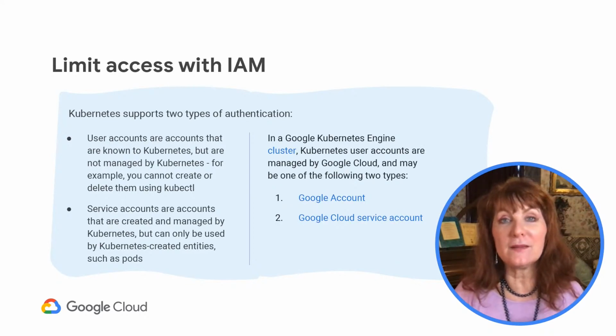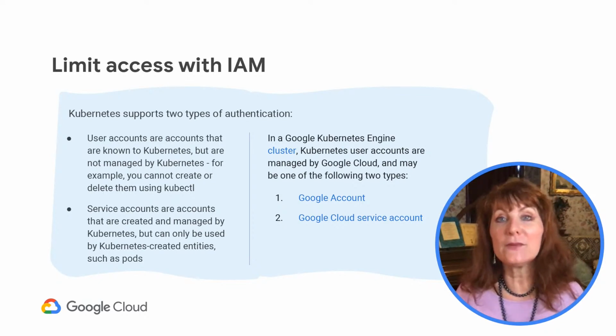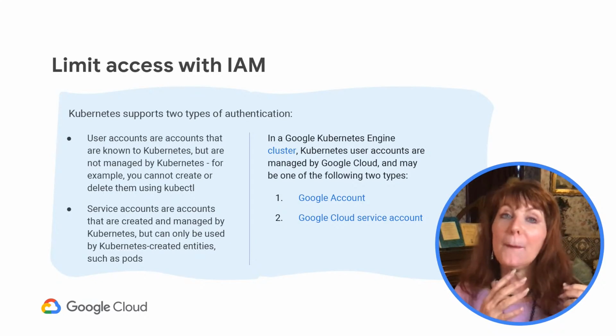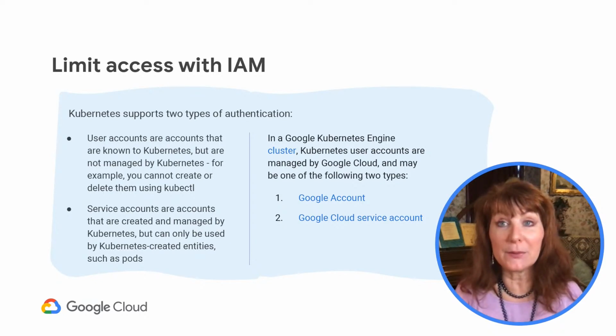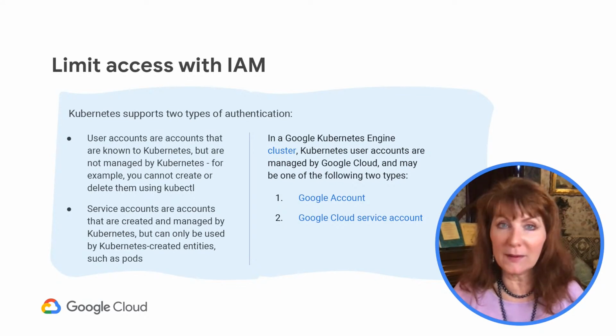Now, Kubernetes itself supports two different kinds of authentication. User accounts are accounts that are known to Kubernetes, but are not managed by Kubernetes. For example, you can't create or delete them using kubectl. Service accounts are accounts that are created and managed by Kubernetes, but can only be used by Kubernetes created entities, such as your pods.